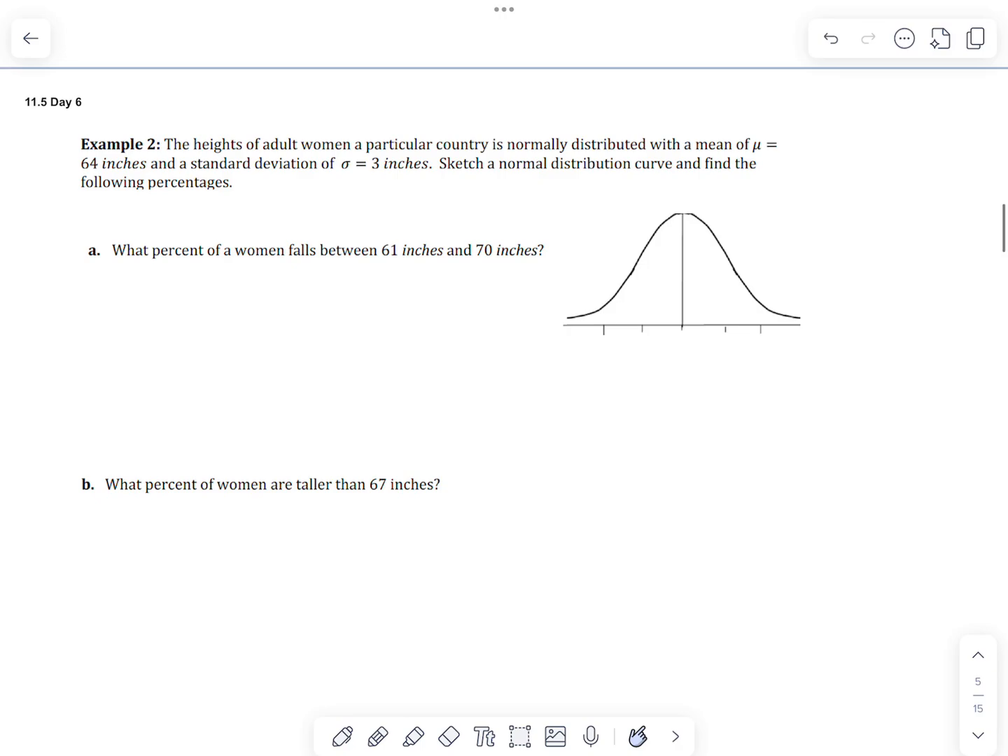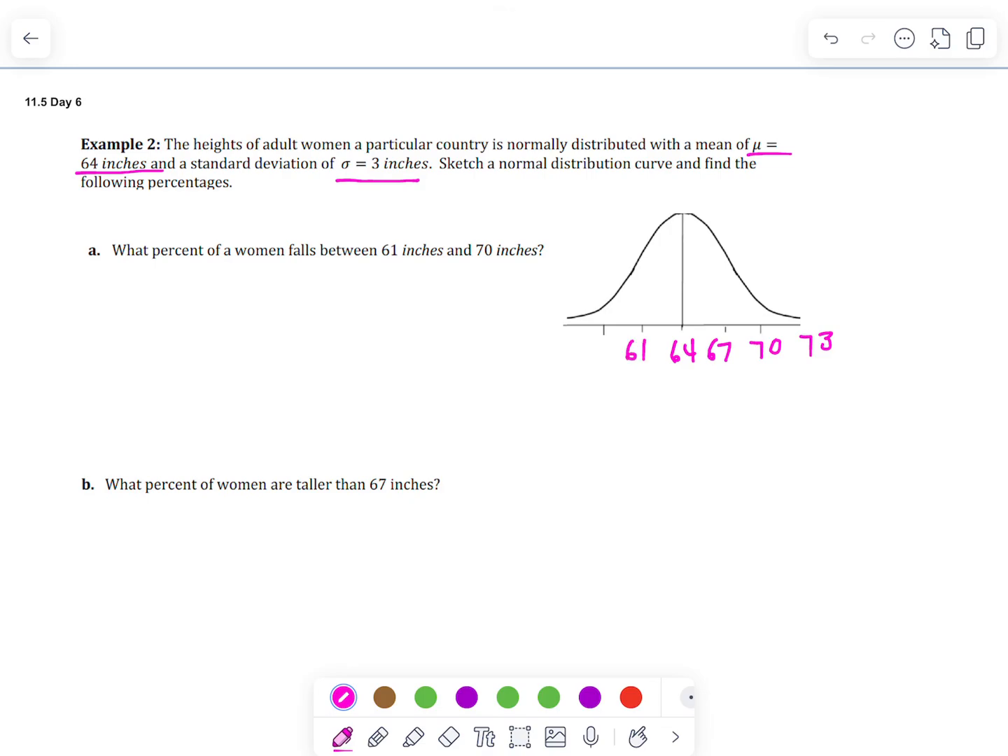All right, example 2. The heights of adult women in a particular country is normally distributed with a mean, an average, of 64 inches. So that's going to go in the middle. And then it says the standard deviation is 3 inches. So we add 3 inches as we progress on our horizontal axis. So then we go 70 and then 73. When we go to the left, we're going to subtract 3, so 61, 58, and then 55.